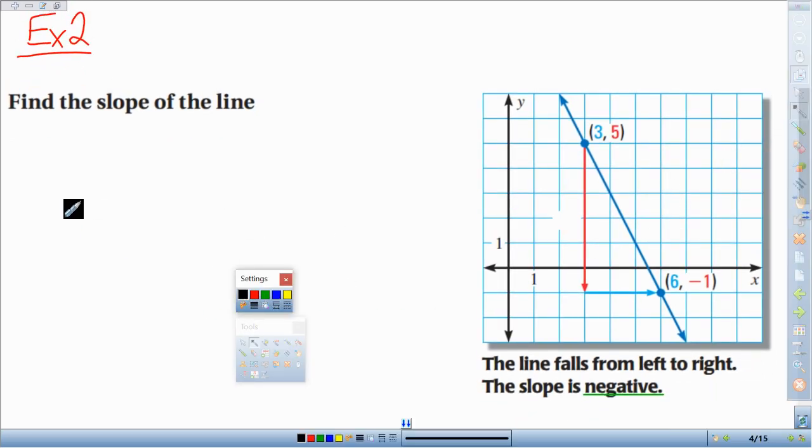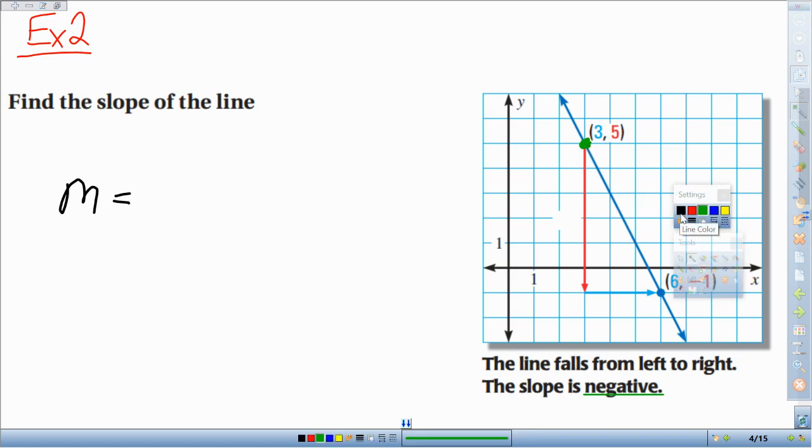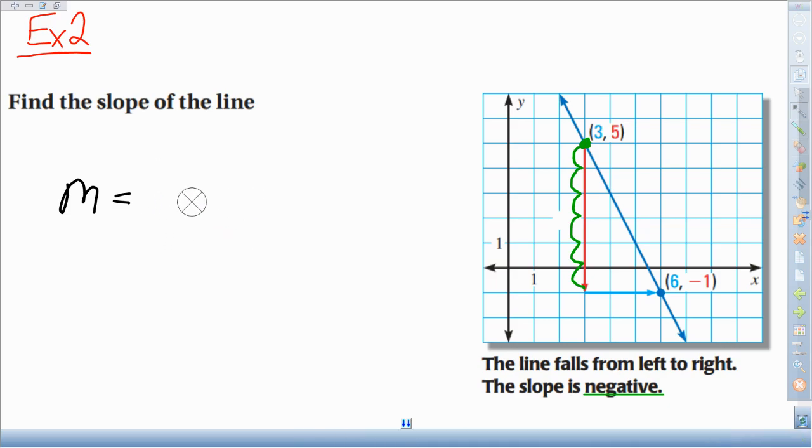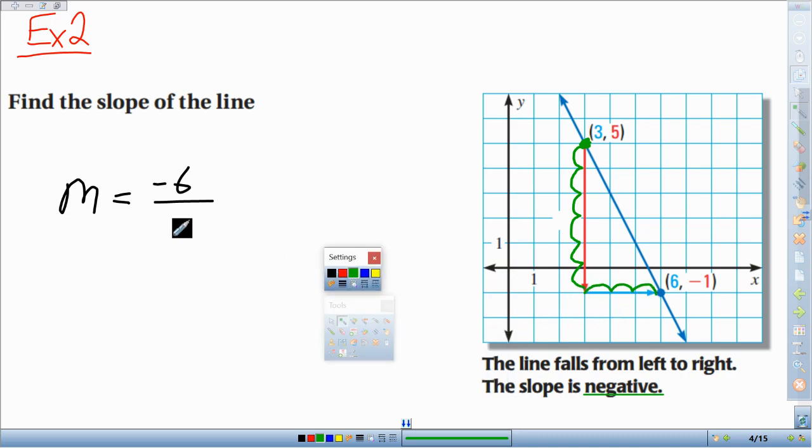Okay, so again, let's use the shorthand M for slope. Let's figure out the rise of this. Again, I'm going to start on the leftmost point. I notice that my rise is -1, 2, 3, 4, 5, 6, going down 6. So my rise is -6. From there, my run, I'm going to the right, so in the positive direction, 1, 2, 3 units. So my run is 3.